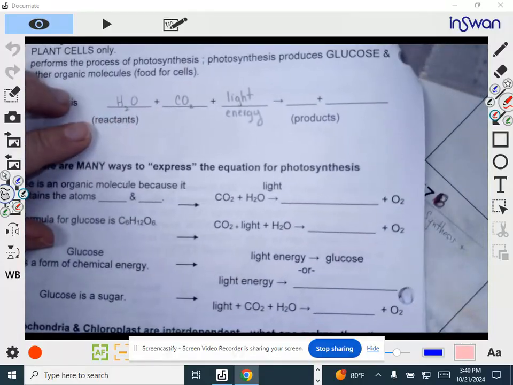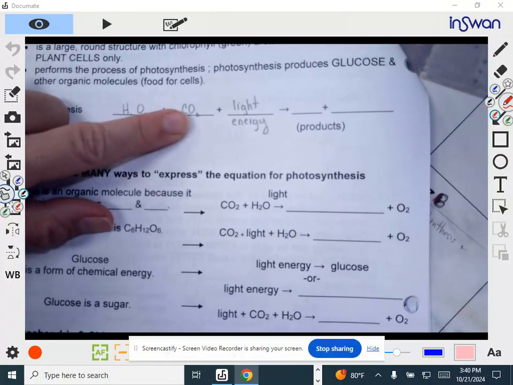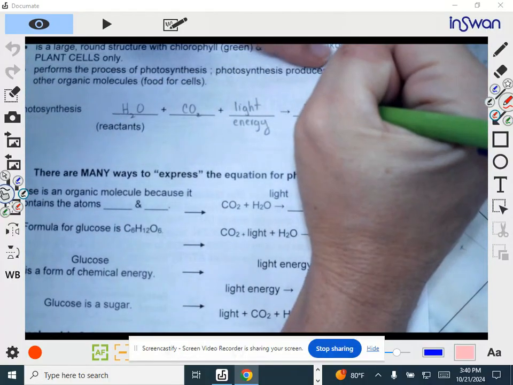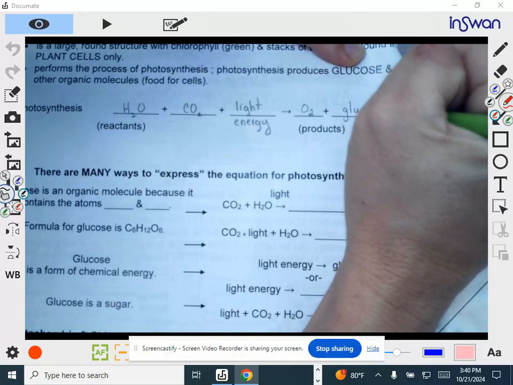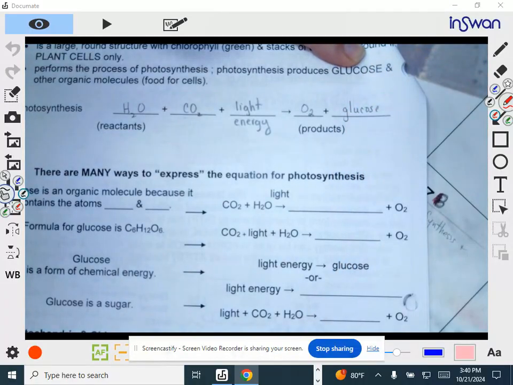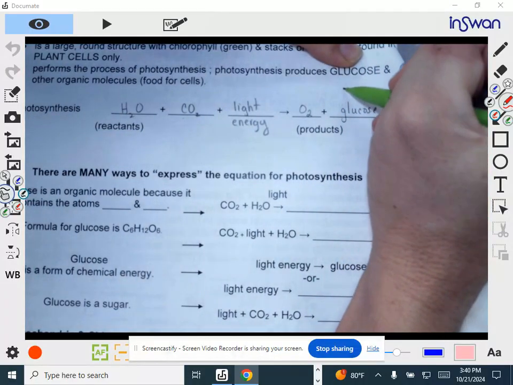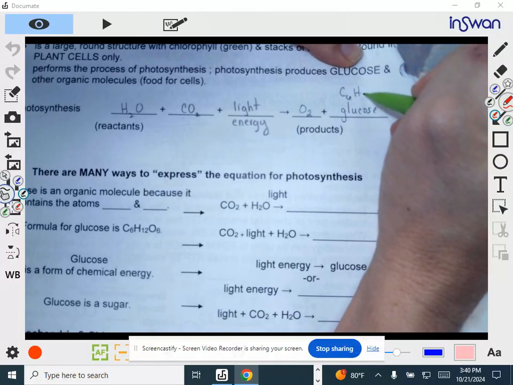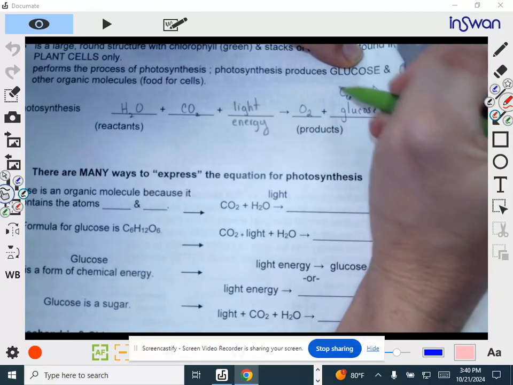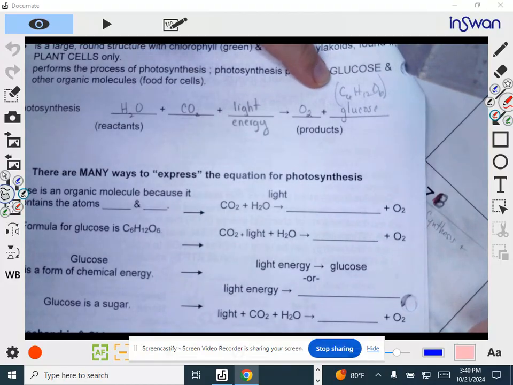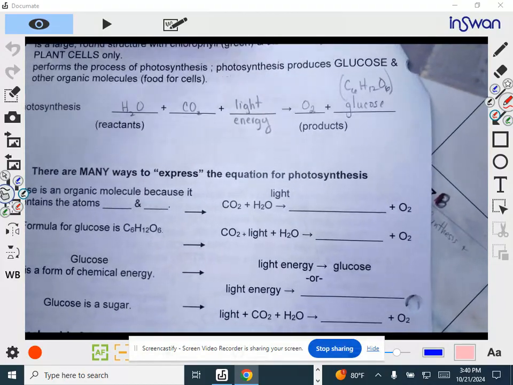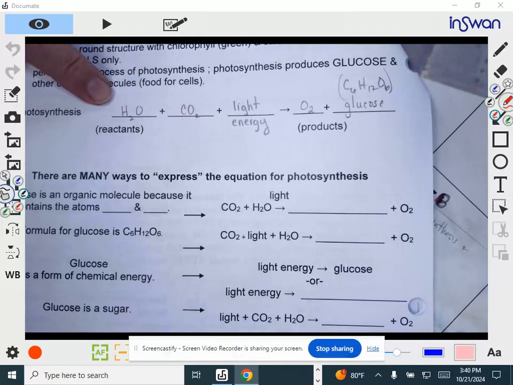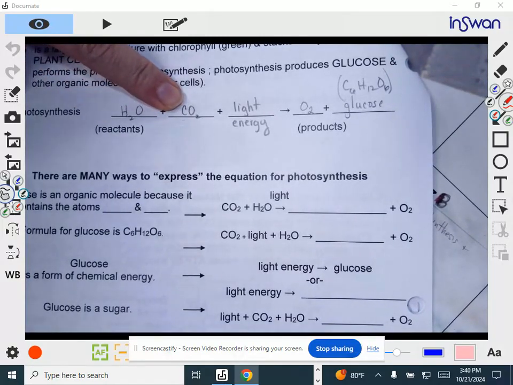So what this means is plants can take water, CO2, and light energy, and they can make glucose, and they also release oxygen in the process. And that glucose is C6H12O6. So if we want to build glucose, the plant needs to get carbon atoms, hydrogen atoms, and oxygen atoms. And those are all right here in the water and the CO2.